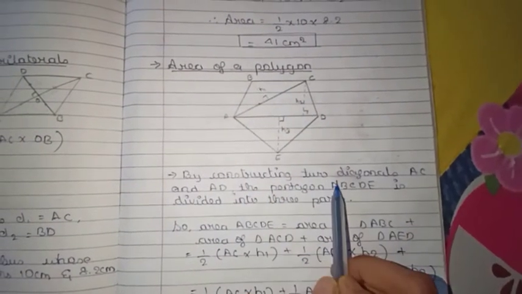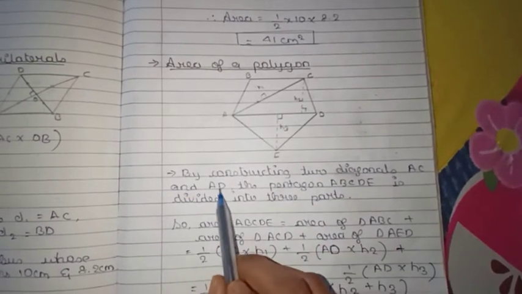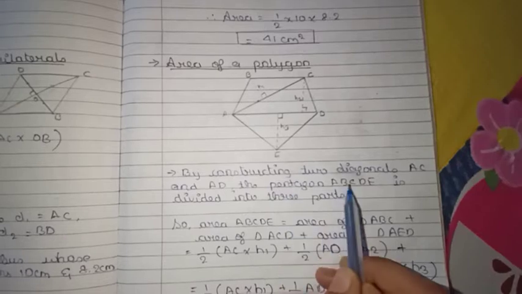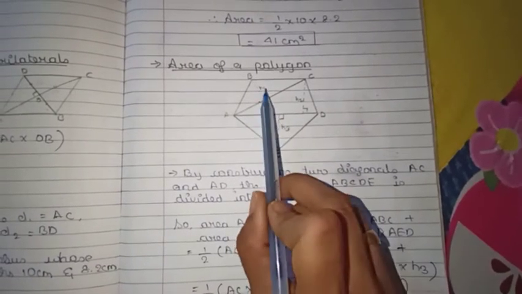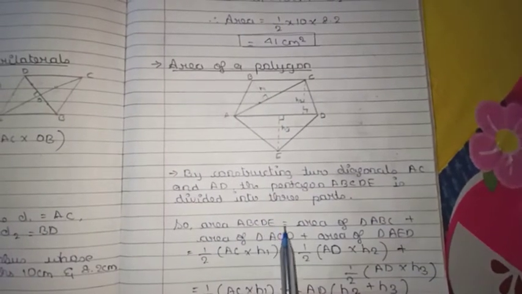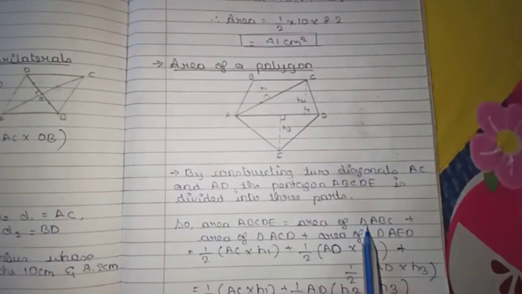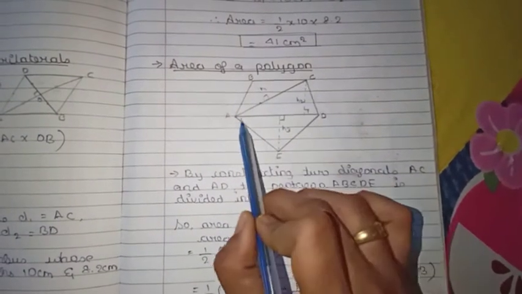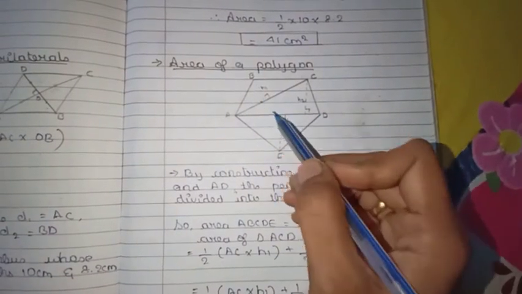So we can do this by first constructing two diagonals, AC and AD. The pentagon ABCDE is divided into three parts, 1, 2 and 3. So area of ABCDE will be equal to area of triangle ABC plus triangle ACD plus triangle ADE.